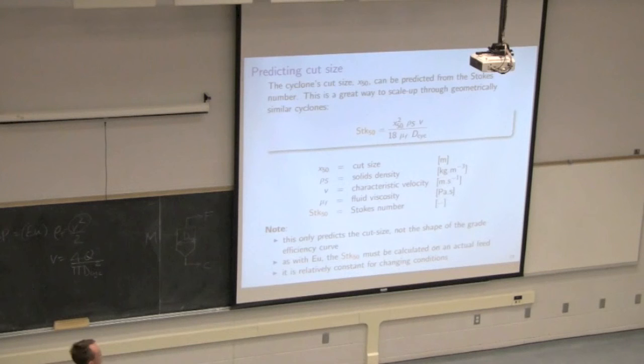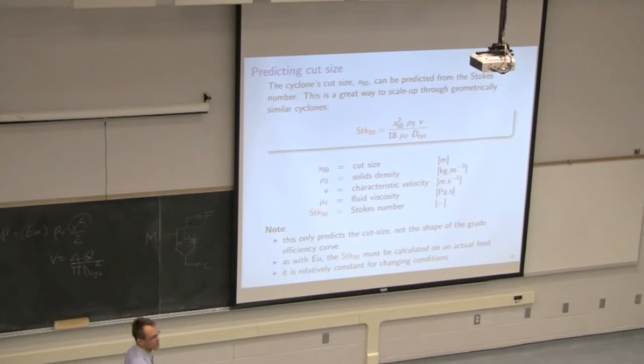The next important step is the Stokes number. Similar in principle, in that it stays fairly constant for a cyclone. The Stokes number looks characteristic of Stokes' law, which is exactly what it is. So we've taken Stokes' law and rearranged it to make it dimensionless. What we get then is this formula that's appropriate for use in a cyclone.